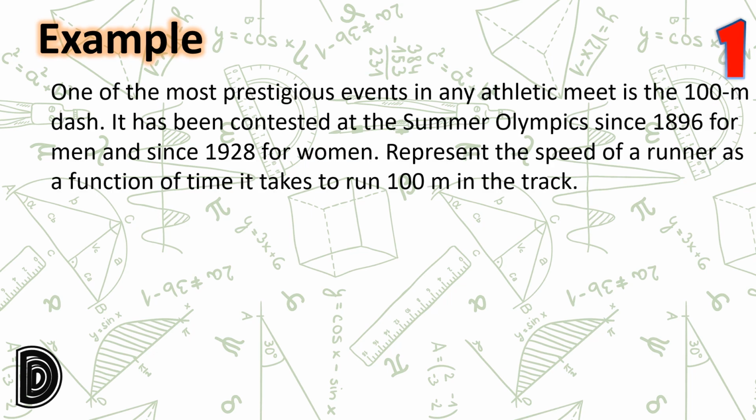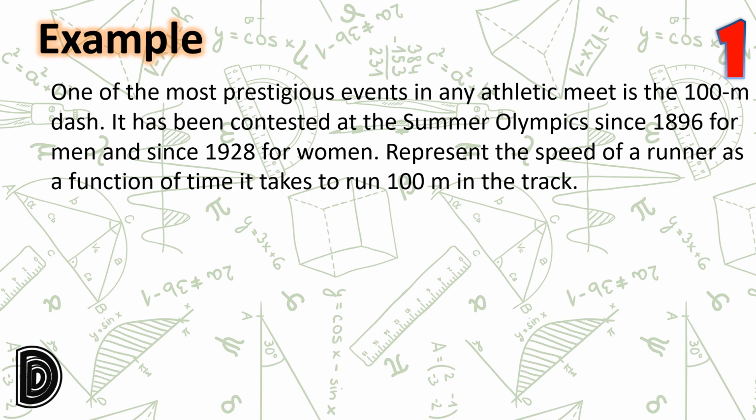Let us have example number 1. One of the most prestigious events in any athletic meet is the 100-meter dash. It has been contested at the Summer Olympics since 1896 for men and since 1928 for women. Represent the speed of a runner as a function of time it takes to run 100 meters in the track.